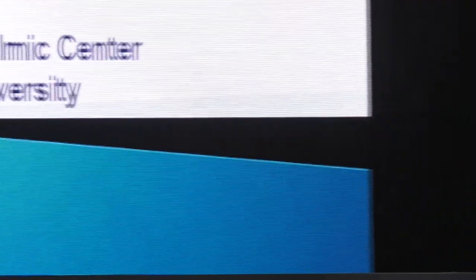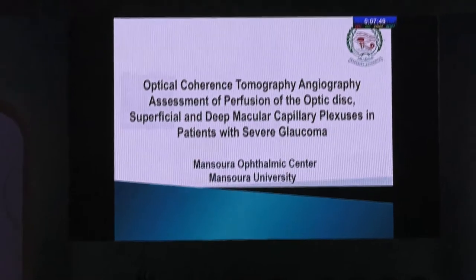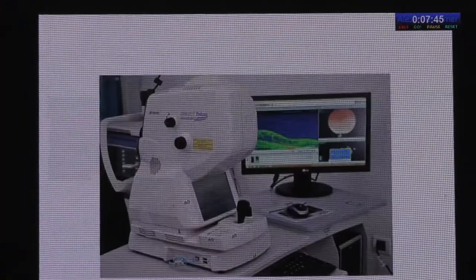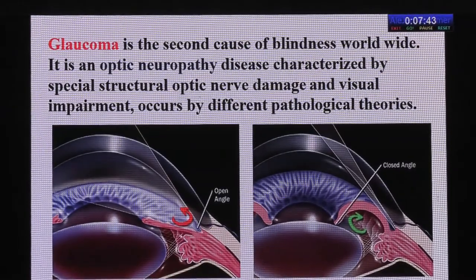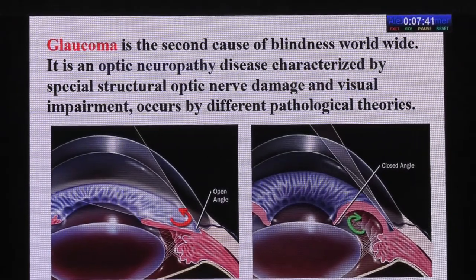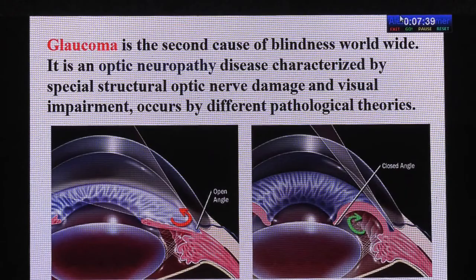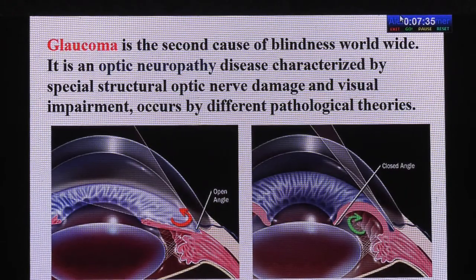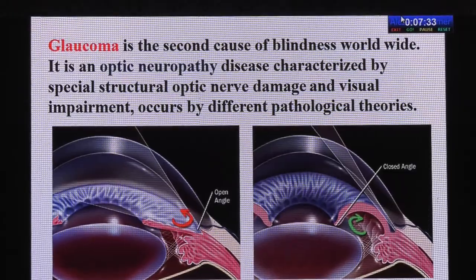Greetings from Egypt. My study today was of optical coherence tomography angiography, assessment of perfusion of the optic disc, superficial and deep macular capillary plexus in patients with severe glaucoma. Glaucoma is known as the second cause of blindness worldwide. It is an optic neuropathy disease characterized by specific structural optic nerve damage and visual impairment occurring through different pathological series.